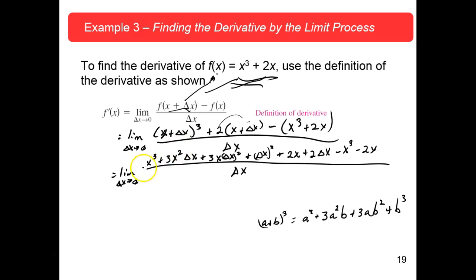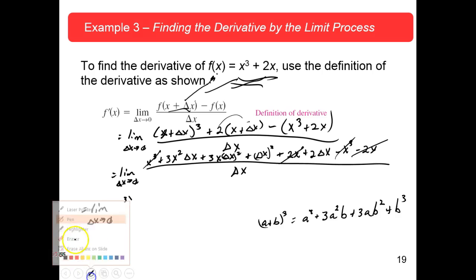All right, and then magic happens, doesn't it? Here we have an x cubed, and there we have a minus x cubed. Those disappear. Here we have a plus 2x, there we have a minus 2x, and those disappear. They add to 0, right? Now what do we have left? The limit as delta x is approaching 0 of 3, because I'm running out of room, can we do something else first?